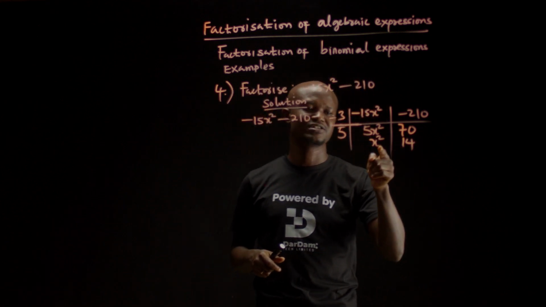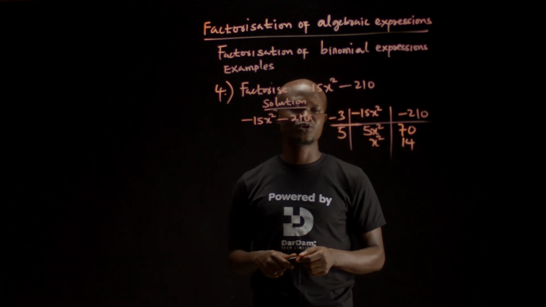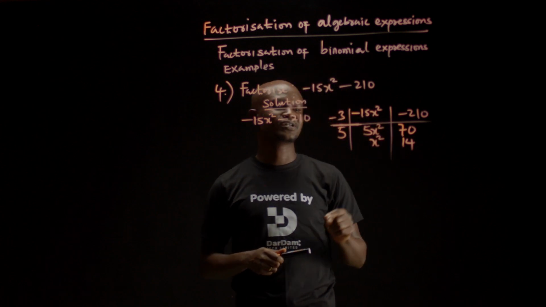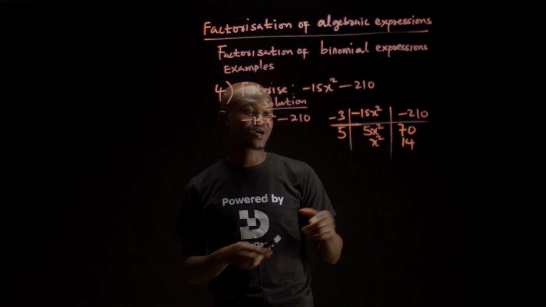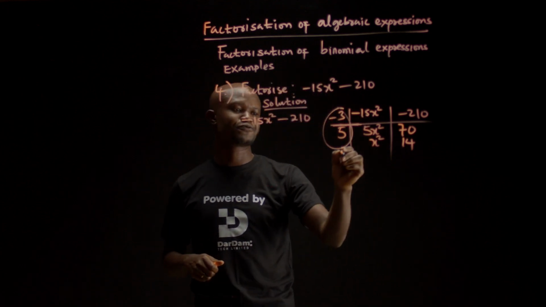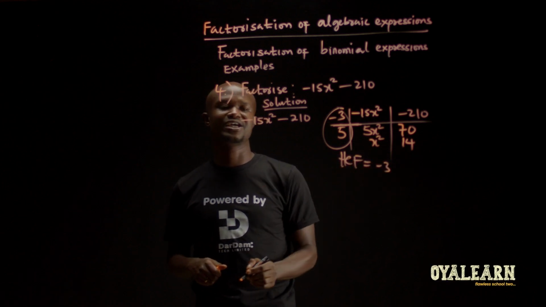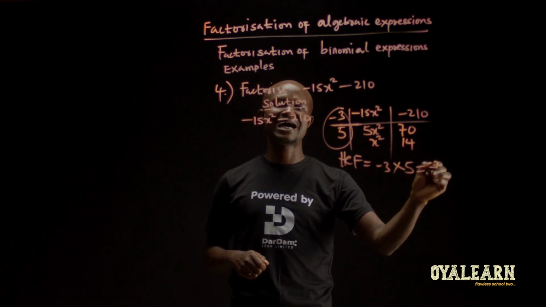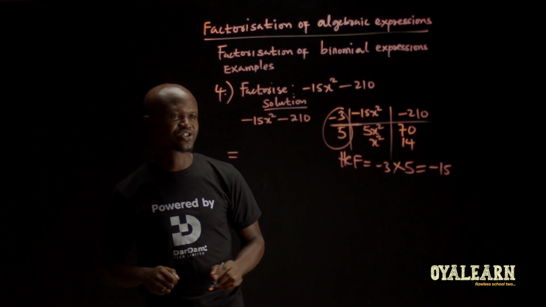Now, looking at s squared and 14, that's all we have left here. This one is non-numeric, while this is numeric. So the only common factor that we can get from s squared and 14 now is going to be 1. And we are not interested in 1. So for the ACF, we have ACF to be equal to what? Minus 3 times 5. And that is what? Minus 15.